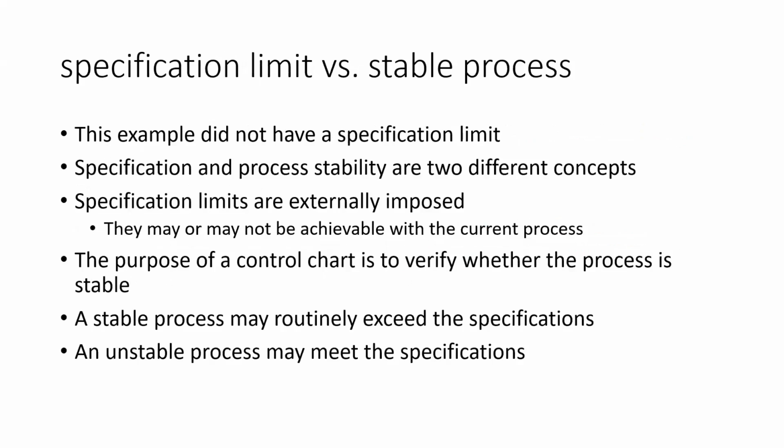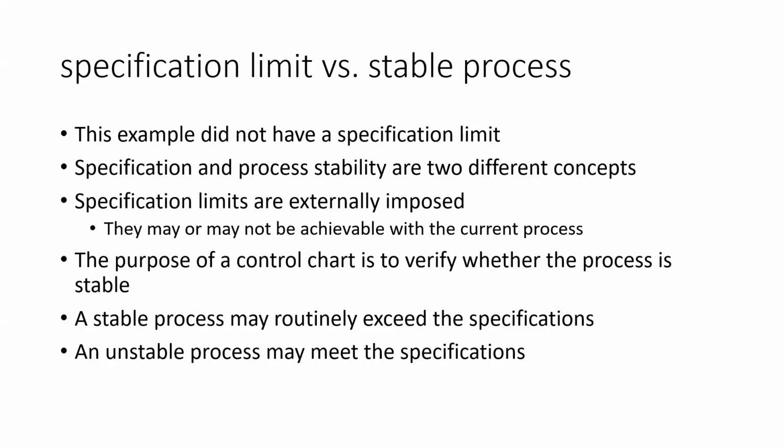All right. So I want to remind ourselves about specification limits. We didn't have a specification limit here. We had a control limit. Those are different concepts. Specification is externally imposed by management or by a customer, like remember recycling in China, and they want a minimum purity of the recycled material coming to China. And so the purpose of a control chart is to verify whether the process is stable.